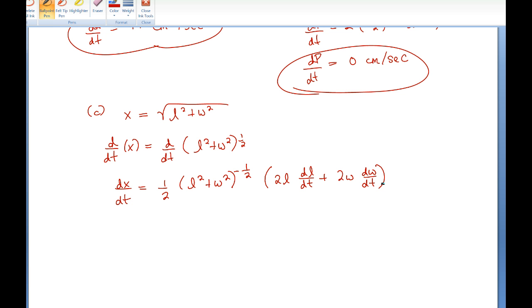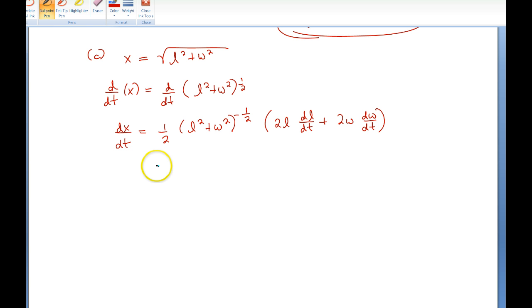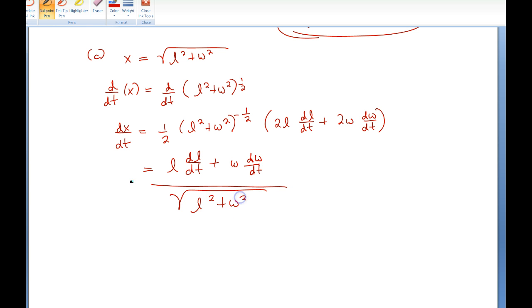Okay, now what? Plug it all in? It's the same as that other problem, because the 2's, the 1/2 and the 2's all cancel. So we have L, dL/dt. If you want to plug it in now, that's fine. So W, dW/dt, all over the square root of L squared plus W squared.